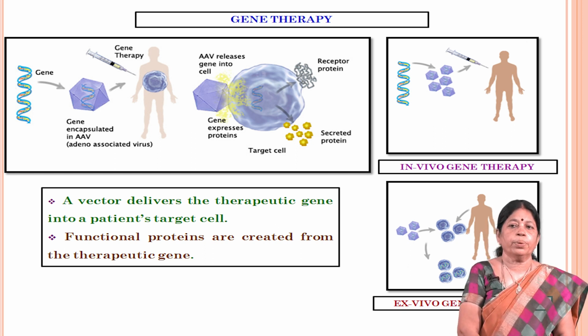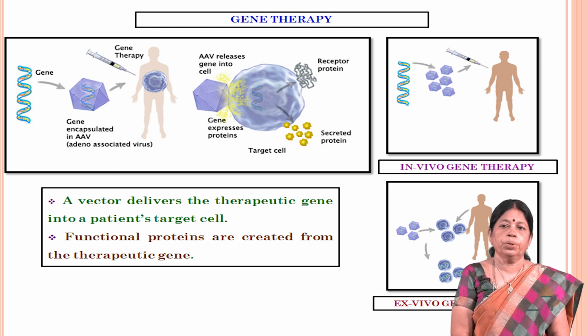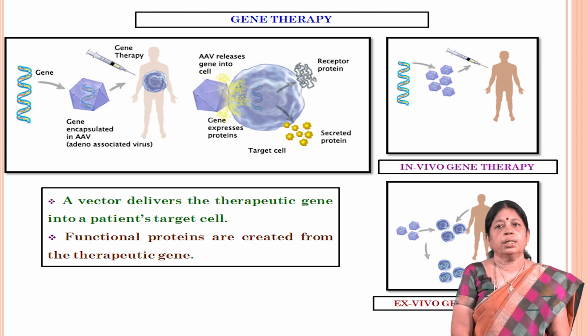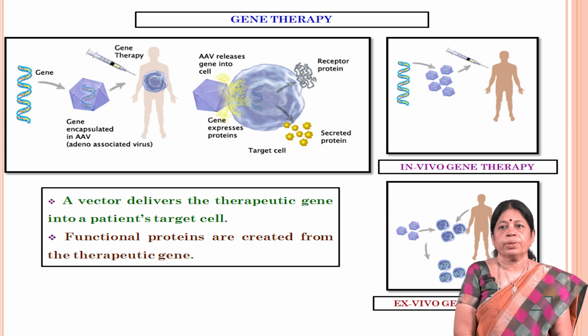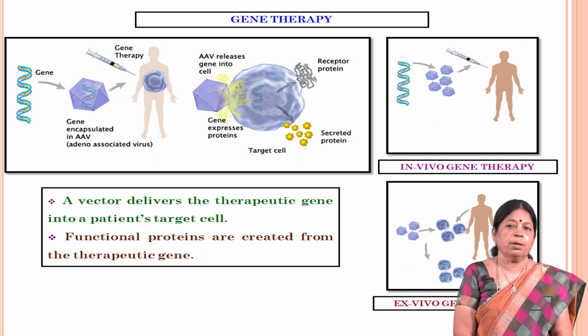So functional proteins are created from the therapeutic gene, because the purpose of introducing the gene is to produce a protein. If a gene is defective, it cannot produce a protein. If that protein is absent, the metabolism will be affected. So we introduce the normal or desired gene instead of the defective gene, and this will produce a functional protein.